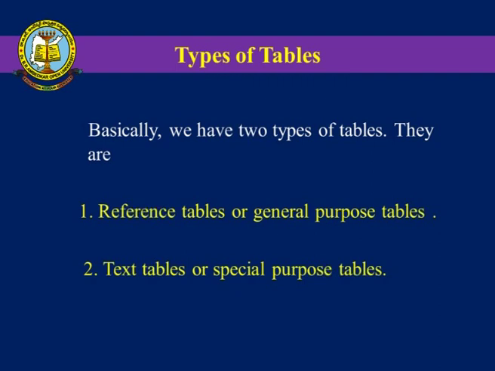So, basically we have different types of tables. Generally, we have two types of tables. The first one is the reference table or general purpose table, and the second one is text tables or special purpose tables. How many types of tables do we have here? Two: reference tables and text tables. I will discuss them one by one.